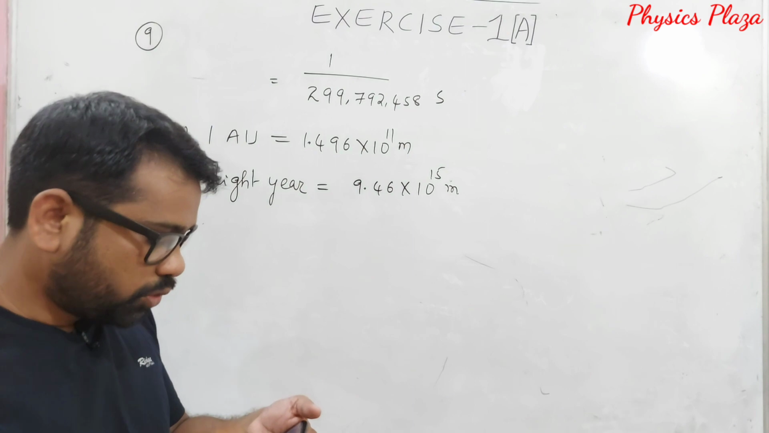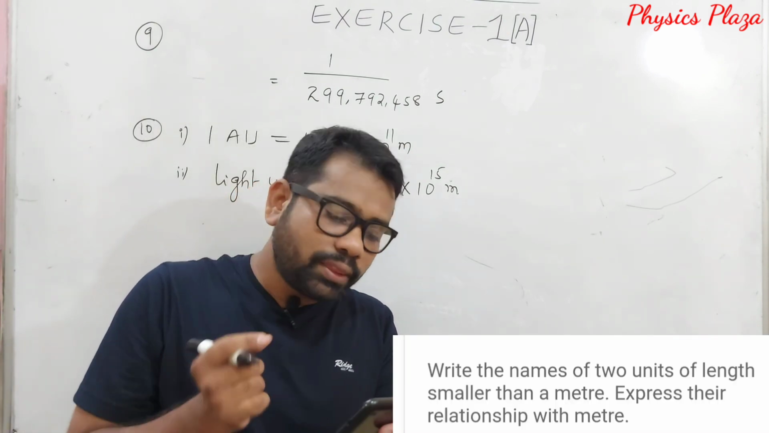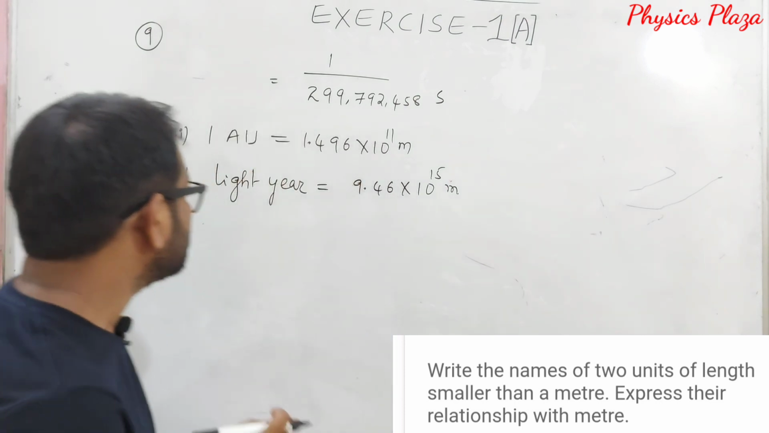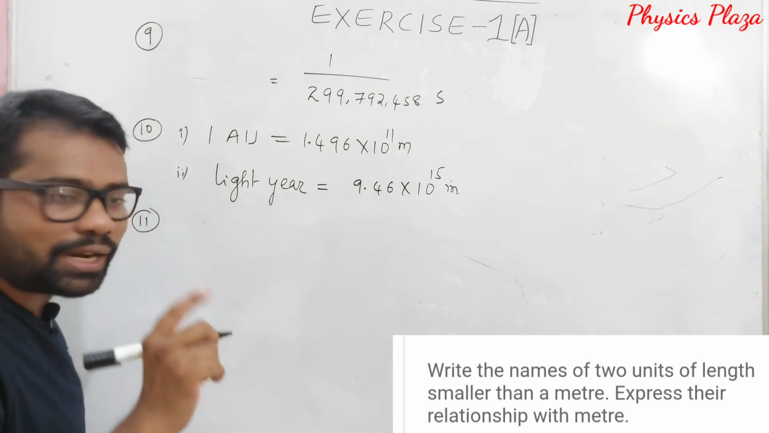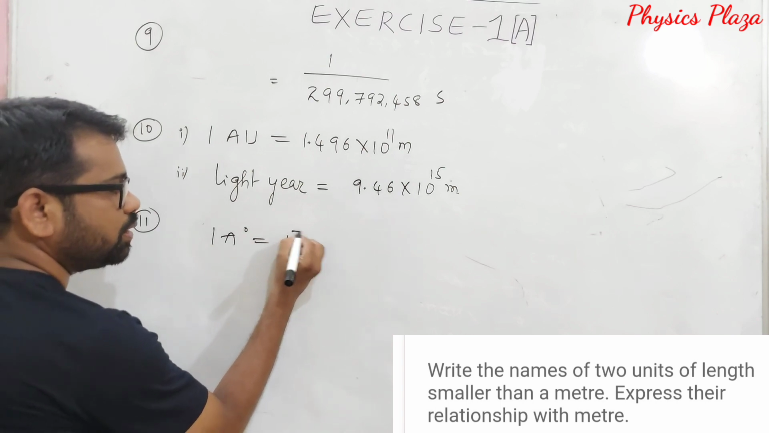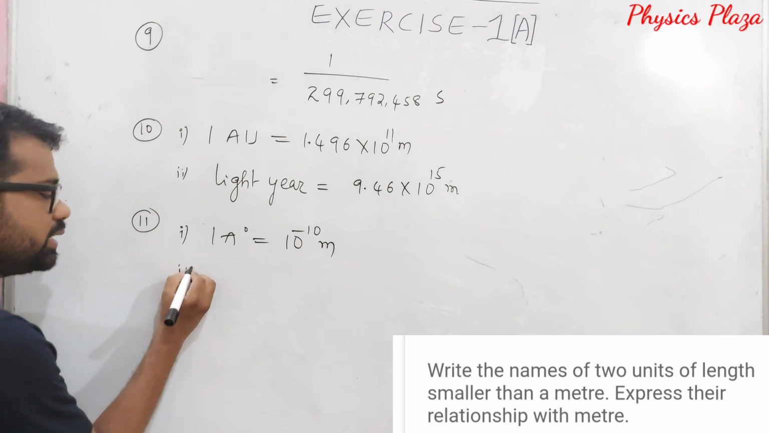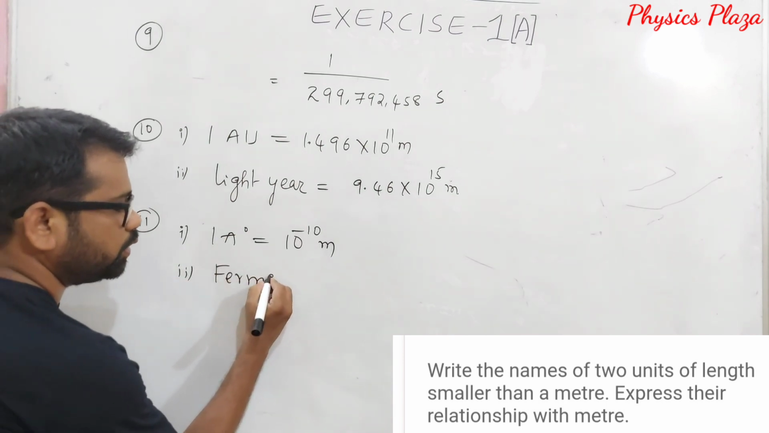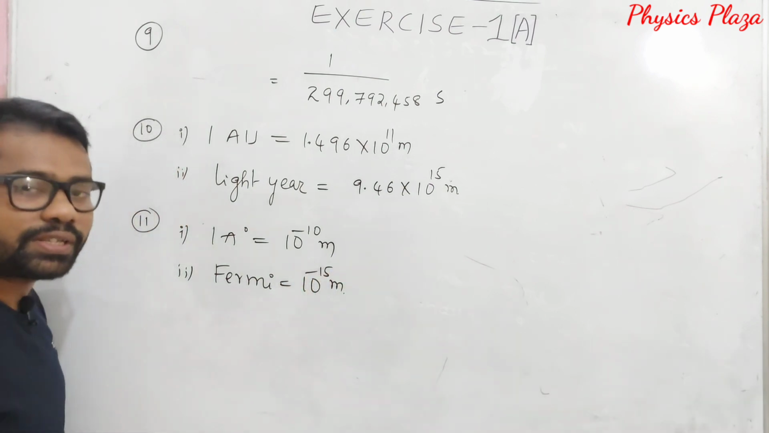Okay, fine. Moving to question number 11. Write the names of 2 units of length smaller than a meter and express the relationship with a meter. Children, in 10th question they asked bigger units than meter. Now smaller unit they are asking. Let us say angstrom. 1 angstrom is equal to 10 power minus 10 meters. The first one. And the second one is, let us say Fermi. So 1 Fermi equal to 10 to the power of minus 15 meters.